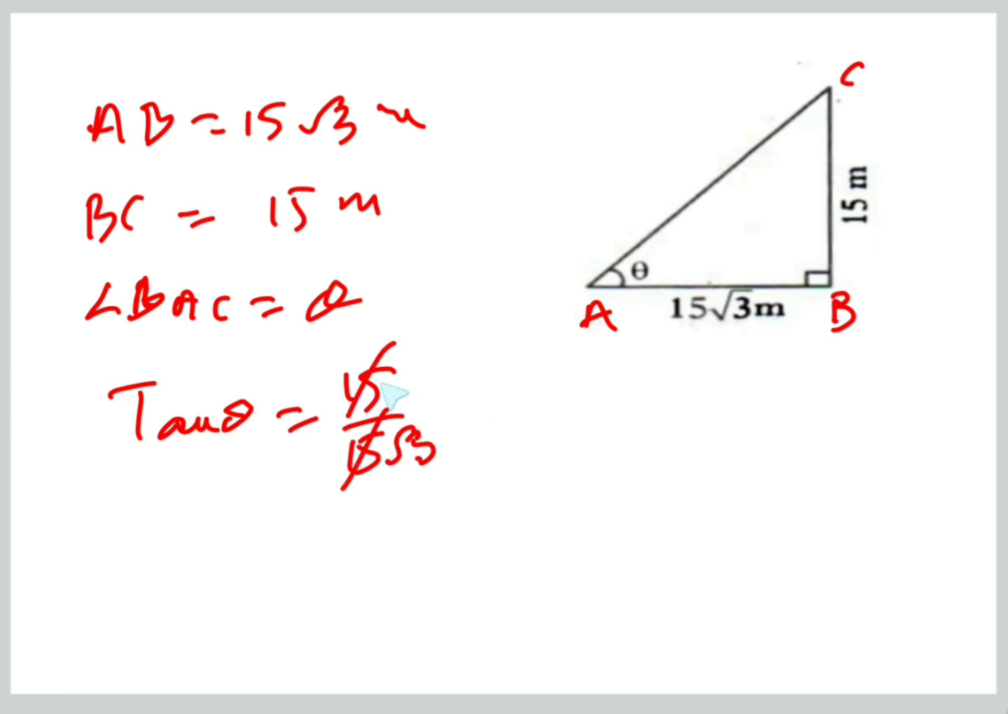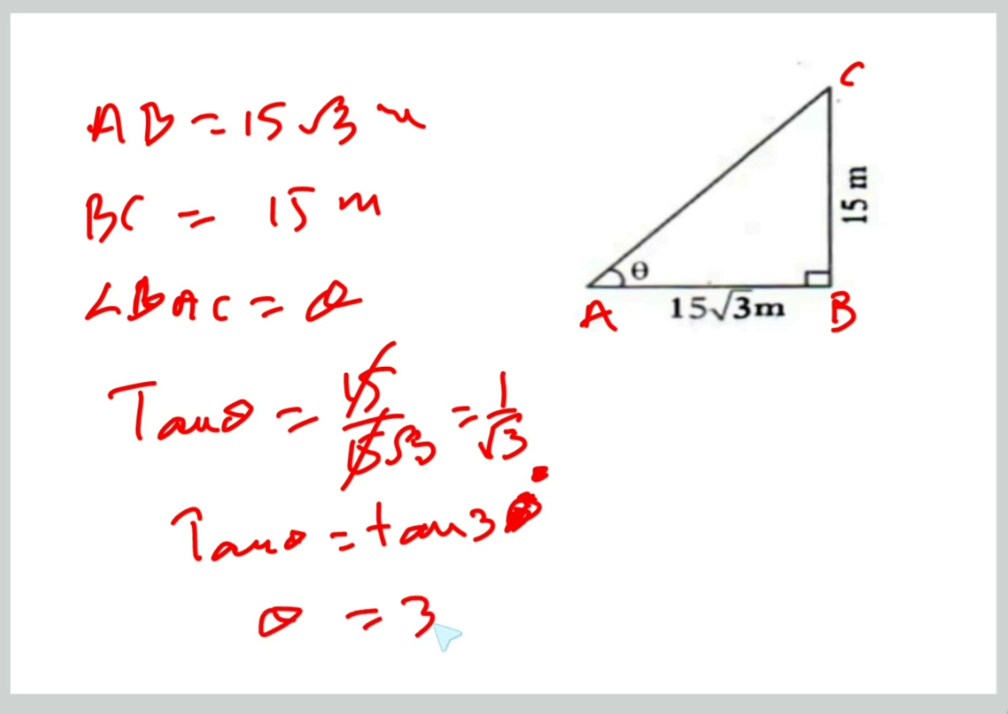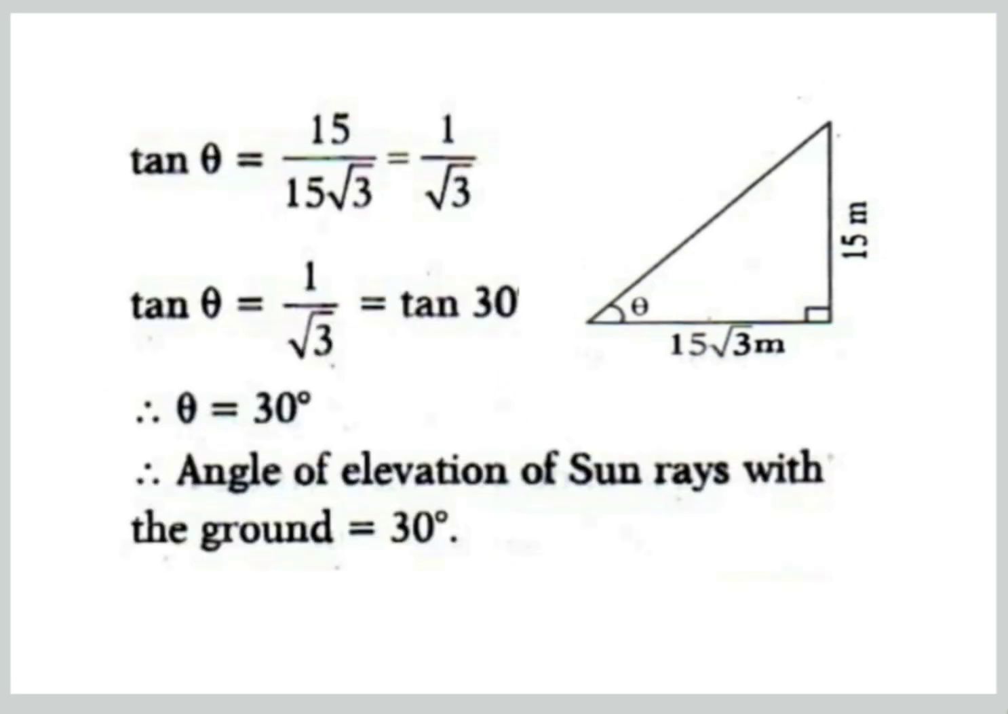15 by 15, 15 cancel, that is equal to 1 by root 3. 1 by root 3 means tan theta is equal to tan 30 degrees. Tan 30 value is 1 by root 3. So theta is equal to 30 degrees. The angle of elevation is 30 degrees.